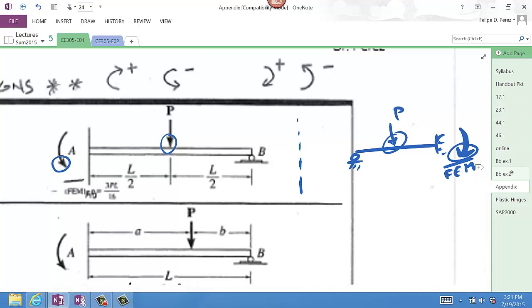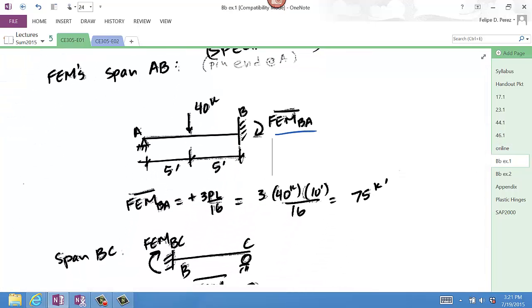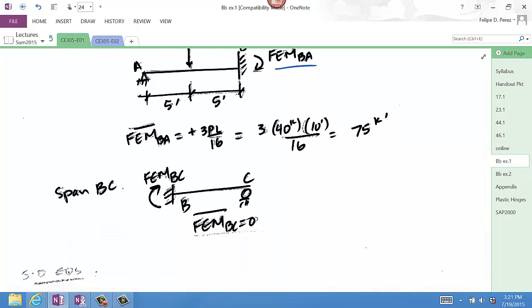So going back to our problem, this would be a clockwise moment. It's 3PL over 16, therefore it's positive, so it stays as positive. For span BC, there is no loading, so the fixed end moment M bar BC is 0. No loading within the span means 0 fixed end moment.